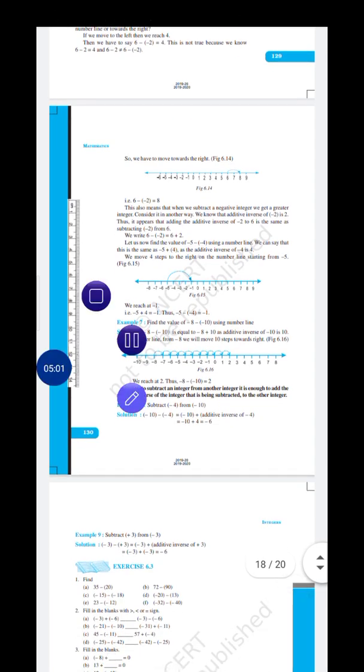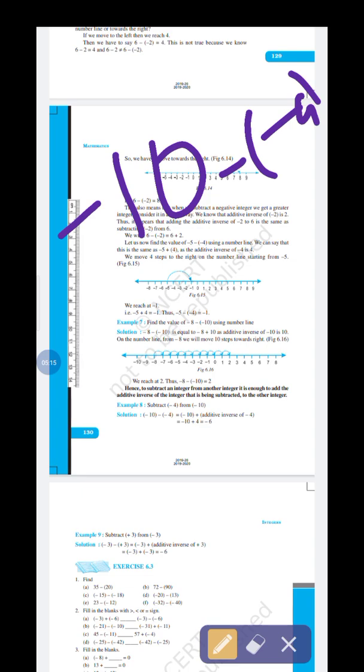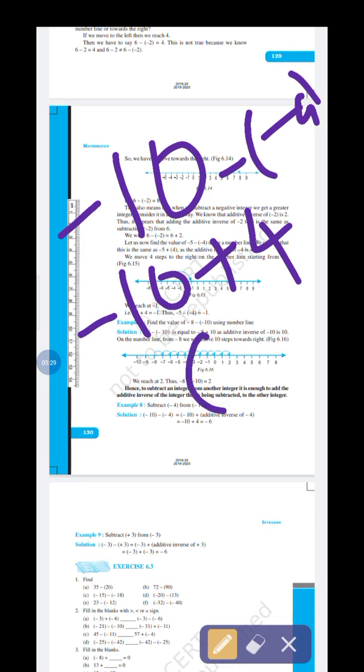You can see example 8. Subtract minus 4 from minus 10. From means you have to start from the first number: minus 10 minus of minus 4. The additive inverse of minus 4 is plus 4. So it is minus and plus; you have to subtract and put the sign of the greater number. If you subtract, you will get 6. The greater number takes the minus sign, so it is minus 6.